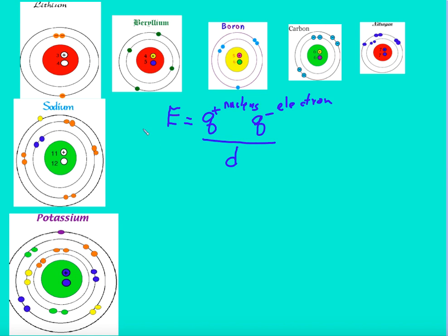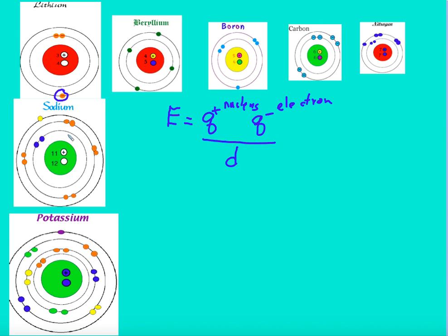So let's look at lithium. If we want to remove this electron, we have to look at the nucleus. And the nucleus has 3 protons holding this 1 electron. We look at that, and then we look at how far away it is, and then we could calculate some energy.